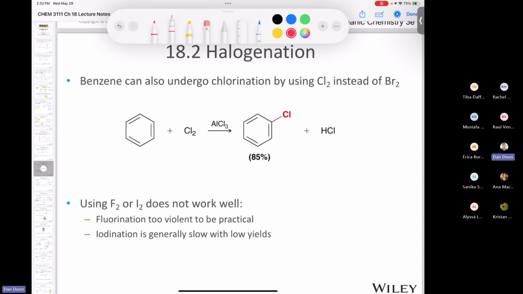Okay, so that begs the question, well, what about fluorine and iodine? We're leaving those out because you know the four halogens, fluorine, chlorine, bromine, and iodine. Well, it turns out that these reactions only work really well for chlorine and bromine. Fluorination is actually a very violent reaction. It's exothermic, can cause an explosion, so we don't like that. And then iodination is very slow. It's so slow that it doesn't work well.